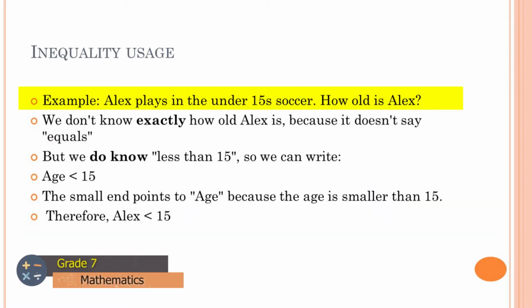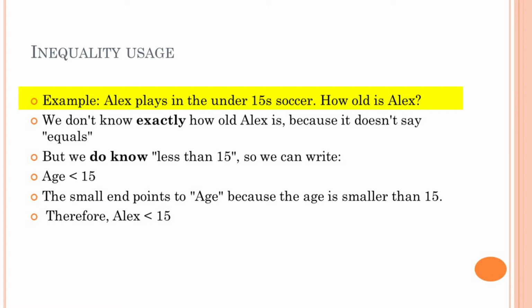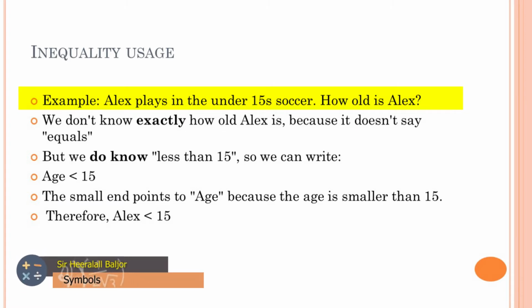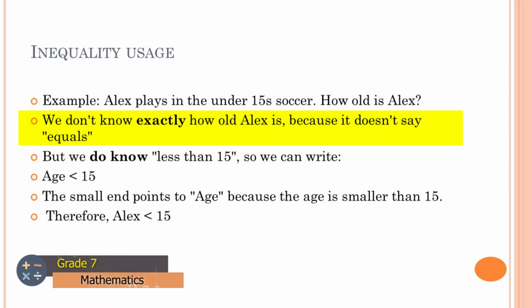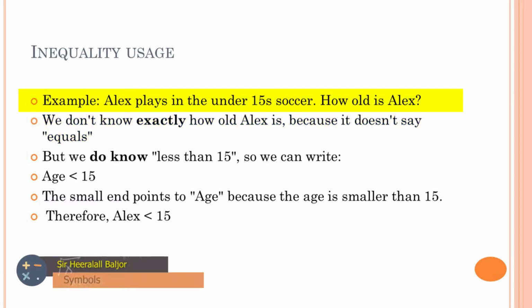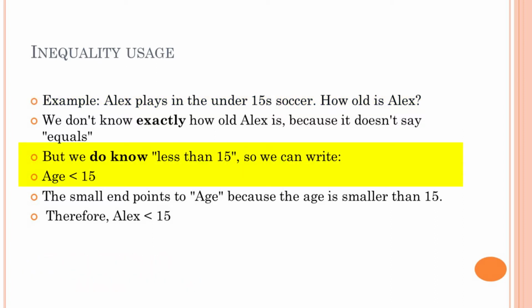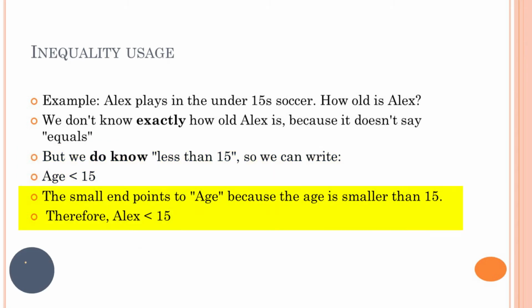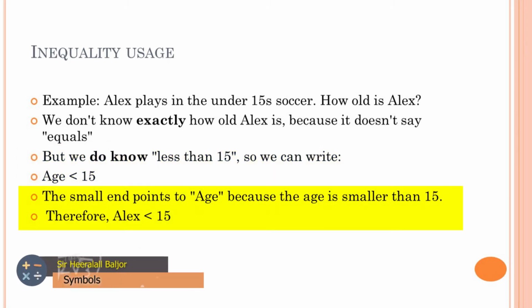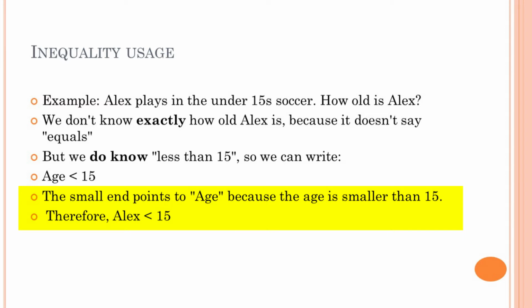Another example, Alex plays in the under 15 soccer. How old is Alex? We don't know exactly how old Alex is because it doesn't say equals. Let me repeat that again. Alex plays in the under 15 soccer. How old is Alex? We don't know exactly, but we can write age is less than 15. Look at the small end again. The small end points to age because age is smaller than 15. Therefore, Alex's age is less than 15.